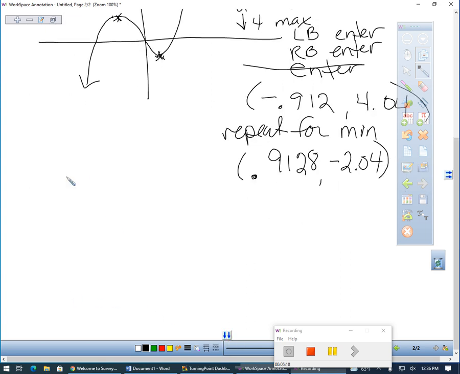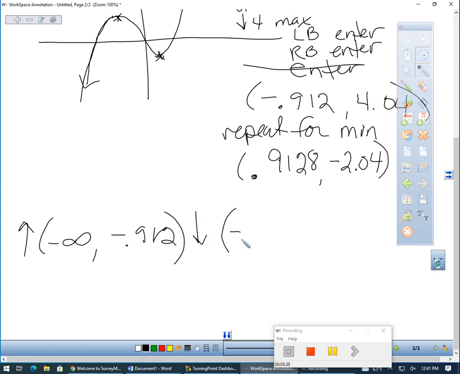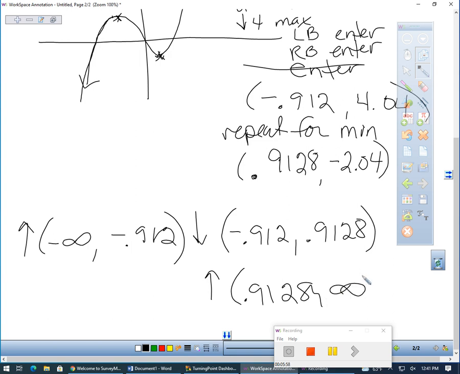So here we go. We're going to start by, what am I first doing? Increasing from negative infinity to negative 0.912. Then what do I do from the max to the min? Decrease from negative 0.912 to positive 0.9128. Then what do I do? Then we increase. Very good. From 0.9128 to infinity. Awesome. Okay?